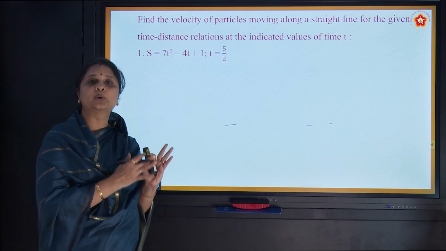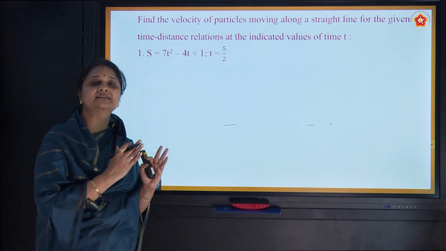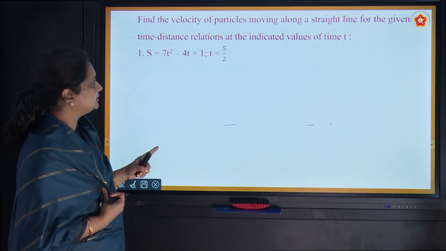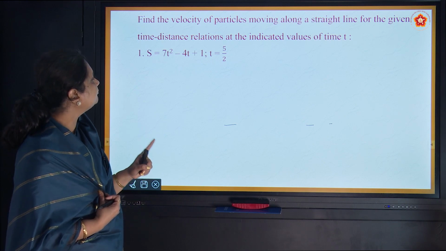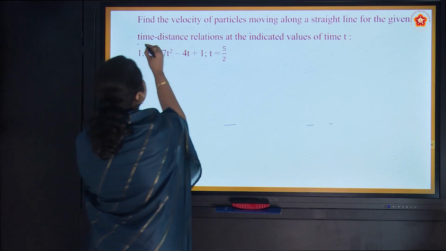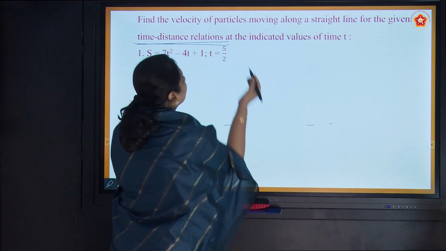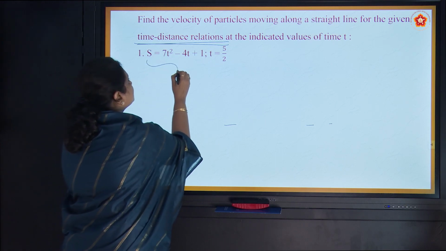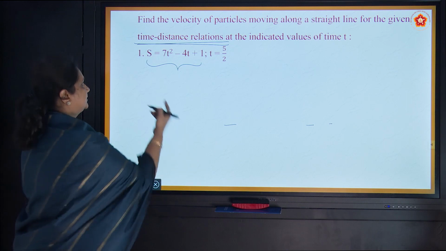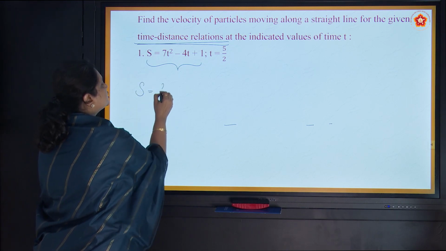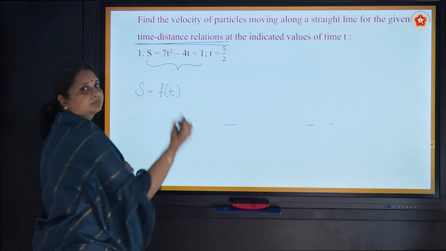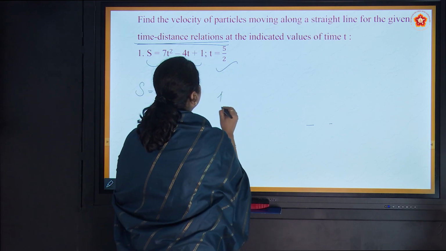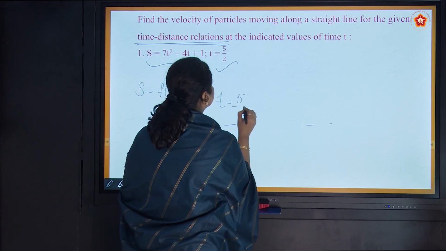So we've learned something. We'll try to put it into application and see whether we are able to differentiate it. Find the velocity of particles moving along a straight line for the given time-distance relations at the indicated values of time. Meaning, he's given you a relationship between the time and the distance. Your S is a function of t. And you are asked to find the velocity of the particle at t is equal to 5/2.